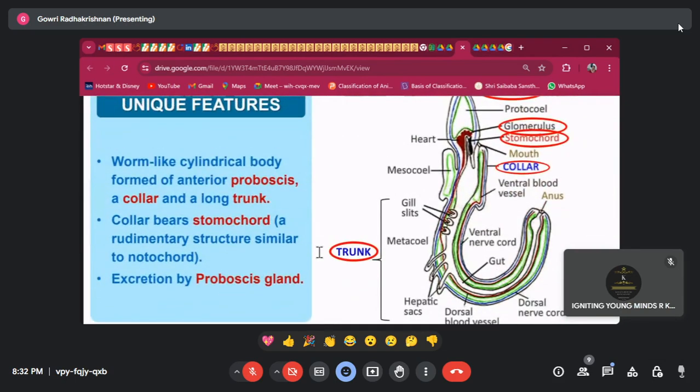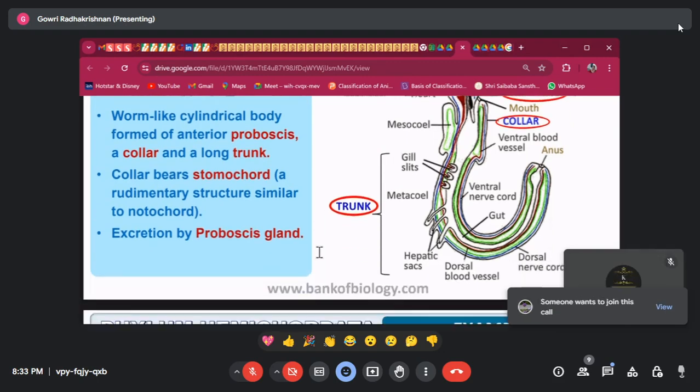Worm-like, unique feature is worm-like cylindrical body formed of anterior proboscis, a collar, and a long trunk. Collar bears stomochord, a rudimentary structure similar to notochord. Excreted by proboscis gland.